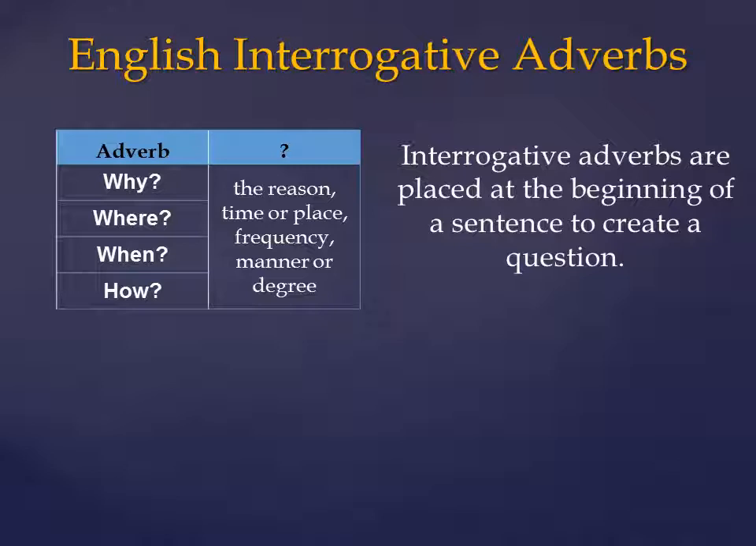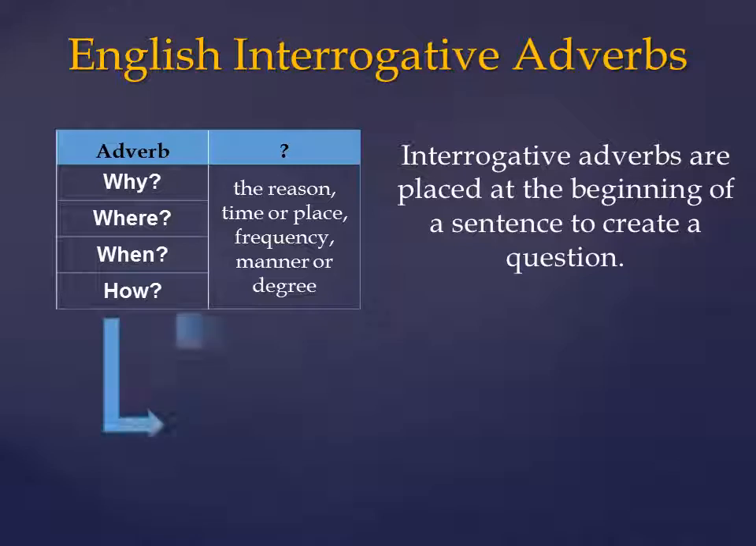Notice that they're not pronouns because they don't represent a person, place, or thing. But what they're asking for is more information. We can use them to ask for the reason why, or about the time or the place, the frequency, manner, or degree of the action taking place.